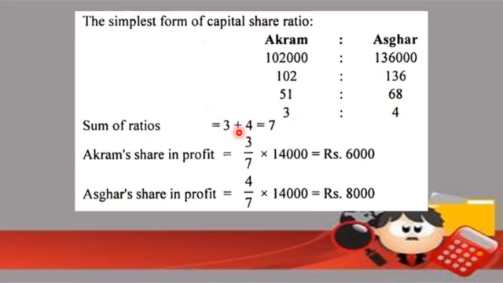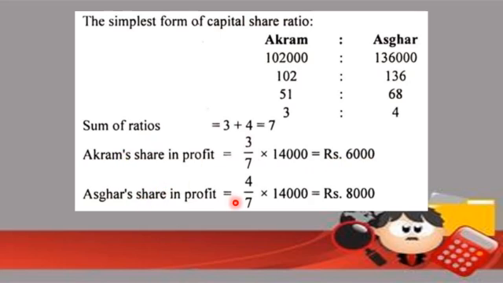Sum of the ratios is 3 plus 4, which is equal to 7. Akram's share in the profit is 3 out of 7, because the total is 7 and the Akram share is 3. So 3 out of 7, multiplied by 14,000, because this is the amount of profit. By doing this calculation, 14,000 multiplied by 3 and divided by 7, the total amount will be equal to 6,000 rupees. So this is Akram's profit.